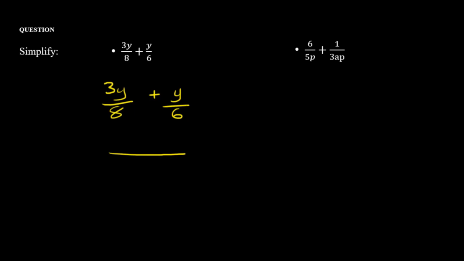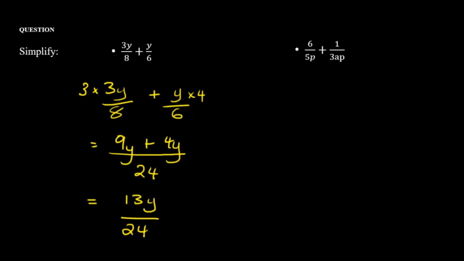24. Yeah. So 8 goes into 24 3 times. So I'm going to multiply the numerator by 3. So 3 times 3y is 9y. And 6 goes into 24 4 times. And 4 times y would be 4y. So overall, my answer would be 9y plus 4y, which is 13y over 24.